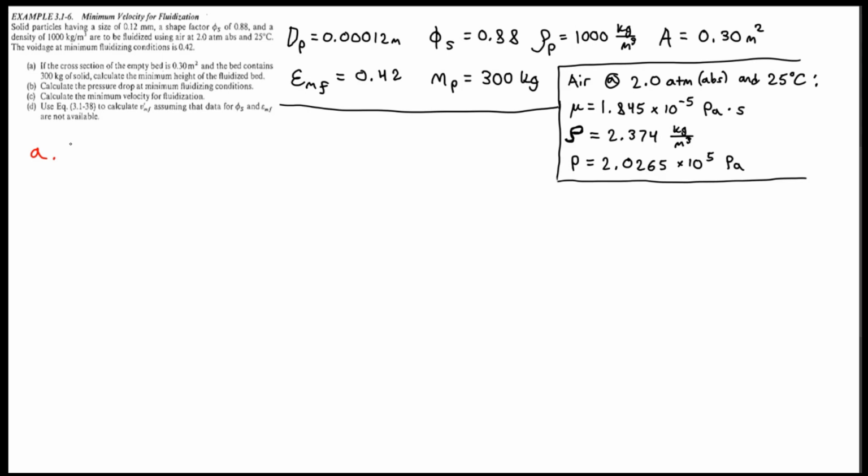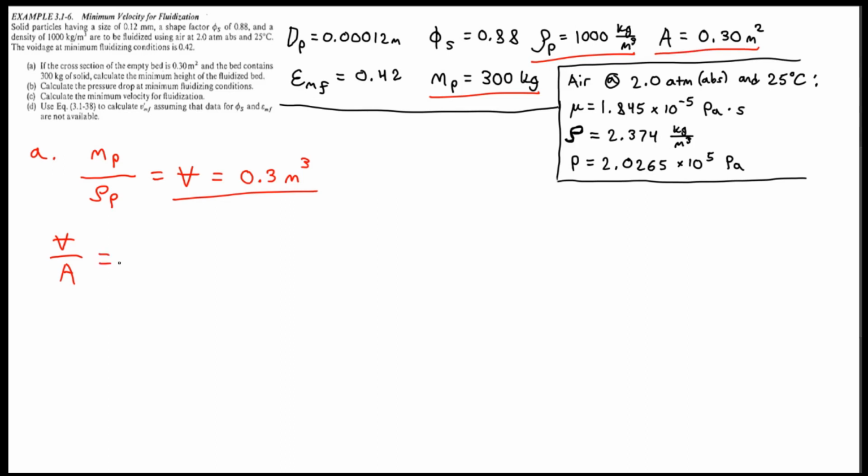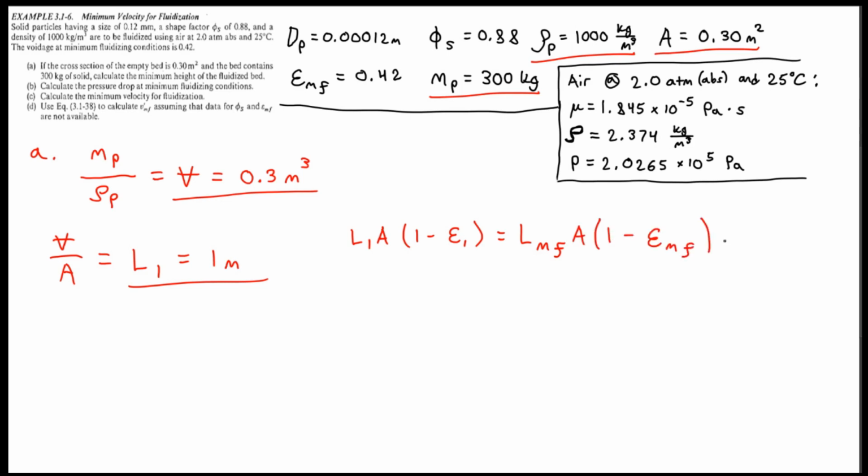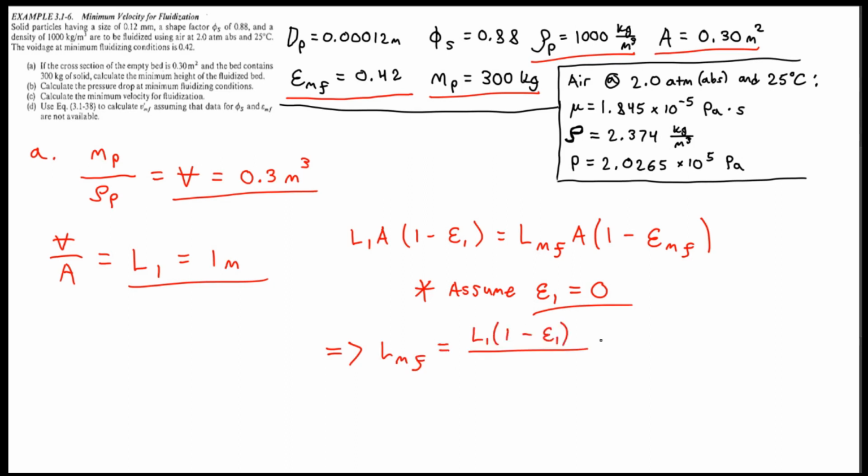So part A is very simple. All we're after is this minimum fluidization height. We start by using our given total particle mass and particle density to find total particle volume, which looks to be about 0.3 cubic meters. We can then divide this by the bed's given cross-sectional area to find the bed's height at rest. Next, we can recall the implicit mass balance we were discussing on the last slide. You may notice that while we have epsilon for our minimum fluidization, we are missing epsilon at rest. Since we did not account for any void volume in our total particle volume, we can assume, well, not assume, we know, that epsilon 1 must be 0. From there, we can rearrange and solve for our minimum fluidization length, which should be about 1.7 meters.